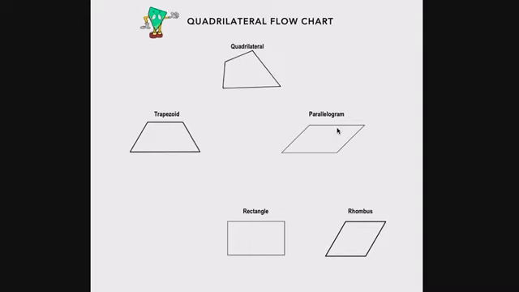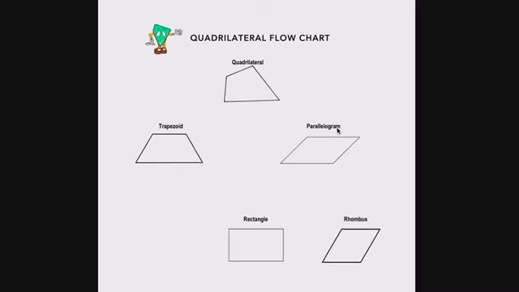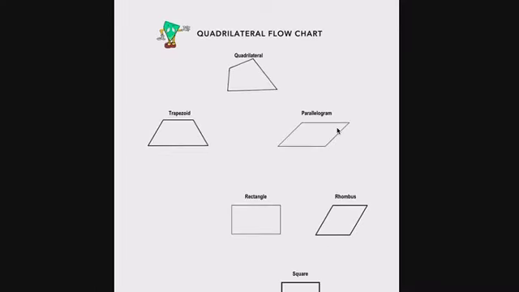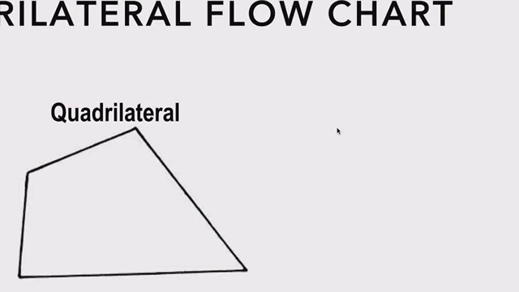This is our quadrilateral flowchart that we are going to be using during this section. These are all the quadrilaterals that we are going to be talking about. We are going to write down their definition and then some of the descriptions that make up the shape. So for example, what is a quadrilateral?